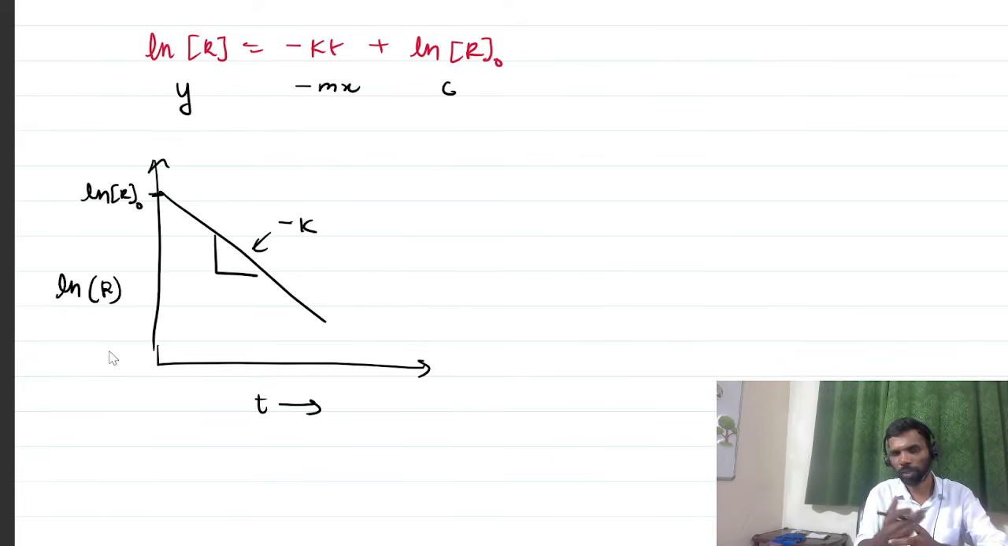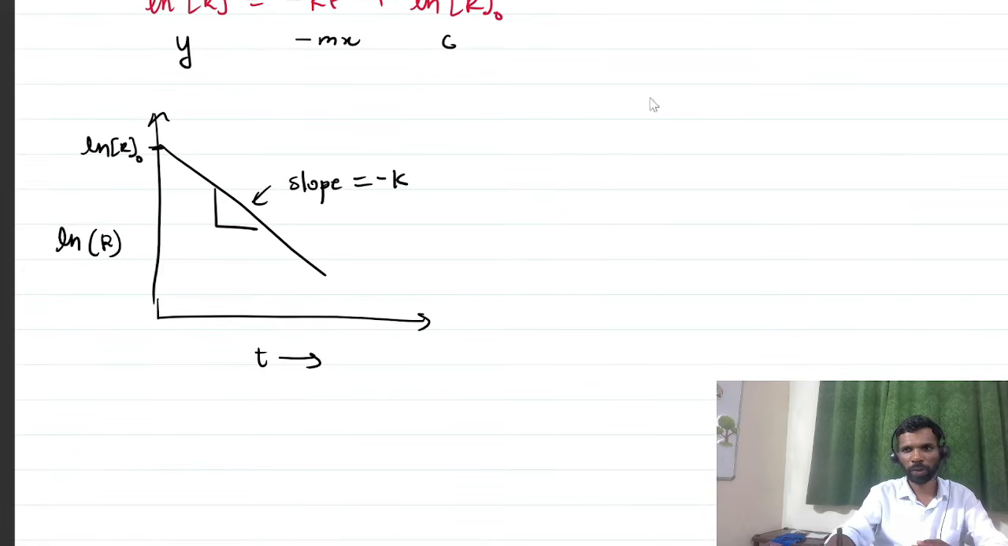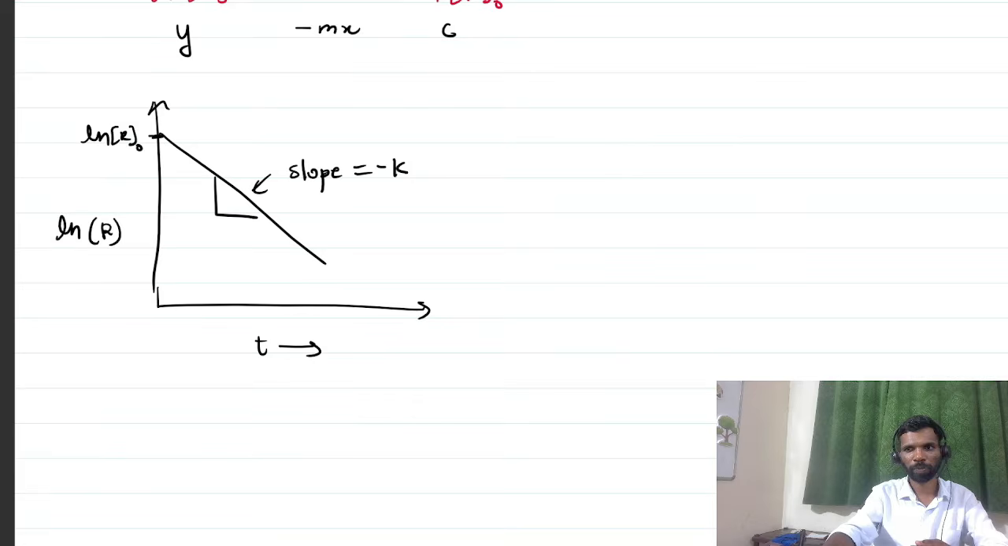But if the equation is in terms of log, how will the graph be and what will the slope be? Over here the slope is equal to minus K, a negative slope. Now, if the equation is in terms of log and not in natural logarithm, then what will be the slope?